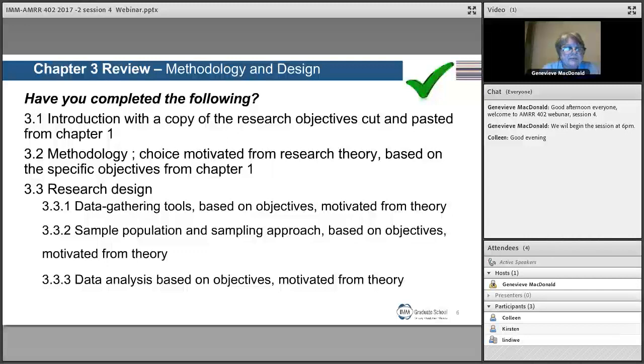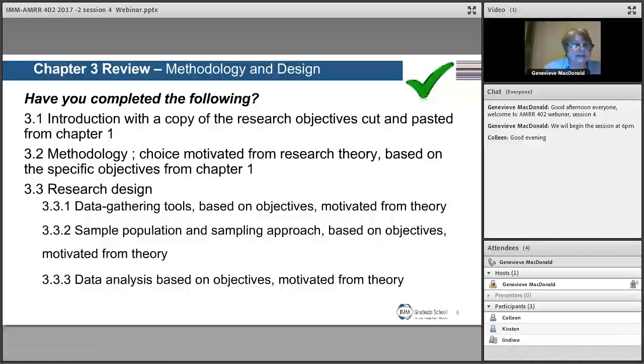Research methodology. The choice is motivated from your research theory, which means I expect to see definitions of qualitative, quantitative, etc., based on the specific objectives that you set for your research in chapter 1, and then say why this is the most applicable method to use based on those specific objectives and the research theory.